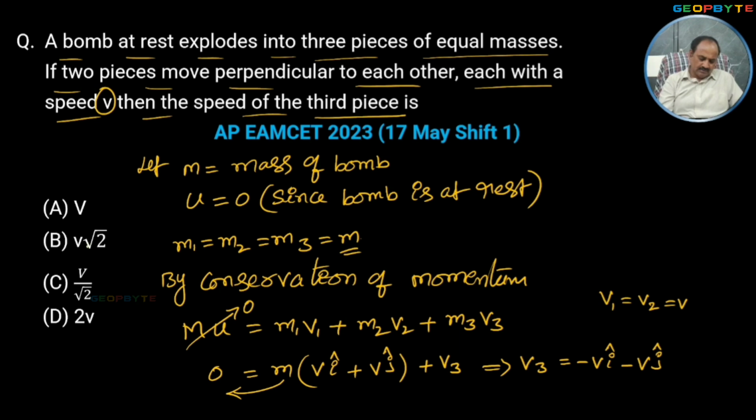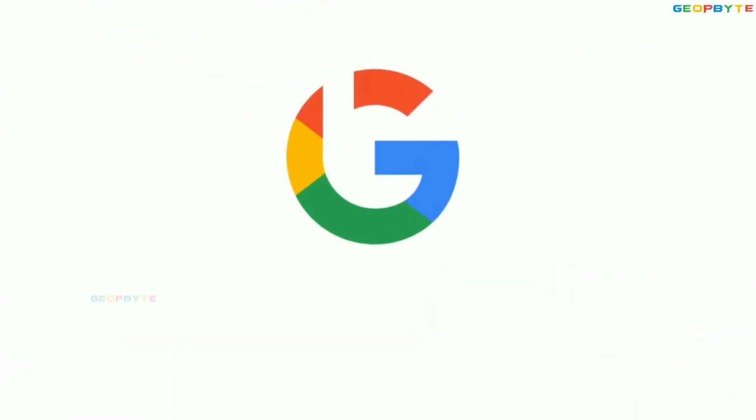Look at the options. V root 2. Look at option B. Option B is absolutely correct. Okay. Are you following clearly? Yes.